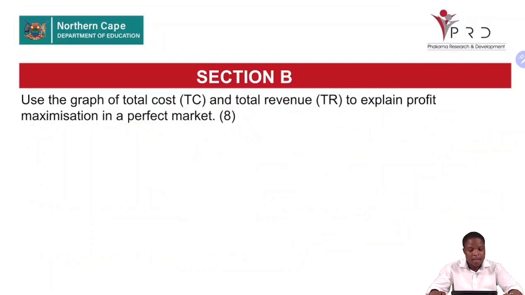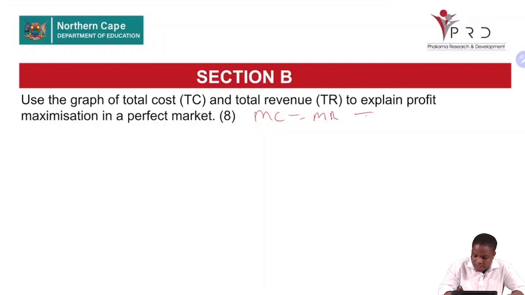Right. And the next question is saying use the graph of TC and TR to explain profit maximization in a perfect market. Remember, grade 12, profit maximization in an individual business is where you say MC is equal to MR. However, TR is equal to TC. This is what is a normal profit.